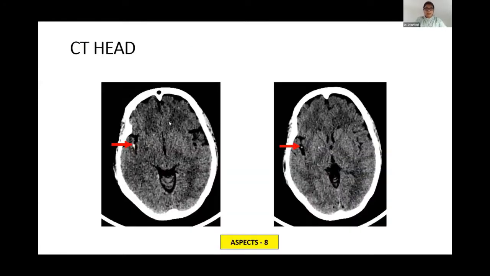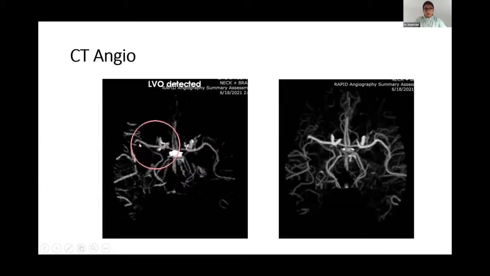This is the axial section of the plain CT, which shows a hyperdense MCA sign on the right side and a mild area of hypodensity in the right temporal lobe, and the ASPECT score was 8. The vascular imaging showed M2 occlusion, with the superior division of the MCA not visible, whereas the inferior division of the MCA is visible.